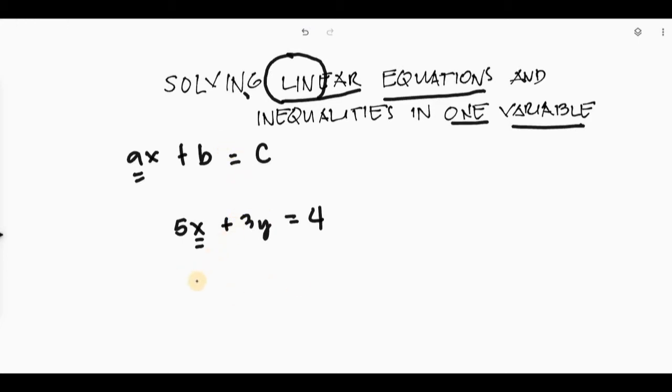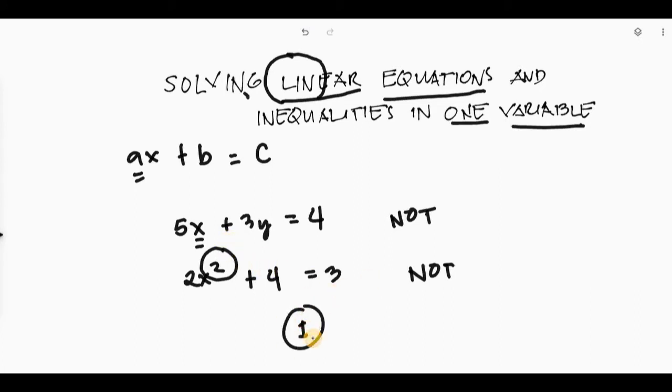Another example is 2x squared plus 4 equals 3. So, again, this is not. And this one is not. Bakit? Kasi yung exponent natin is 2. Kaya hindi siya naging linear equation in one variable. So, dapat magiging linear lang siya kapag ang exponent natin ay 1. 1 dapat. Okay?